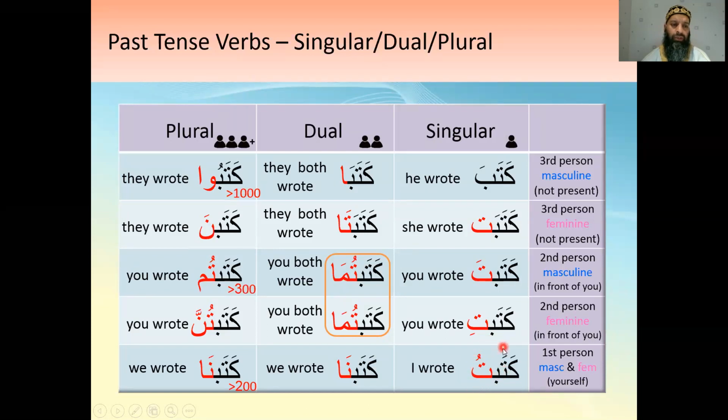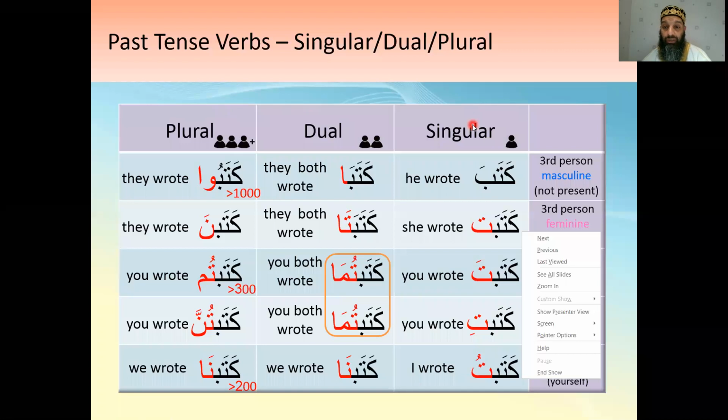I made. Ja'ala means to make. Ja'altu, I killed. Qatala means to kill. How do I say I killed? Qataltu. Remember, we can talk about killing a fly here, or killing a bee. I'm not talking about killing people, right? Qataltu.